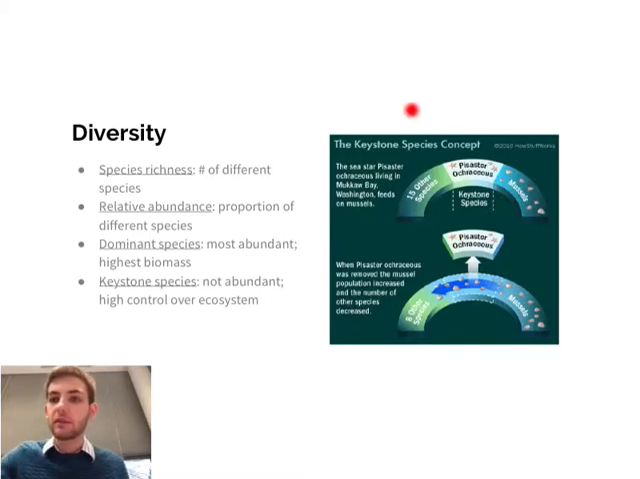An example is the sea star Pisaster living in Washington, and they feed on mussels. And when we take those away, the mussel population increases and actually takes over everything else. And so that sea star Pisaster is actually a keystone species.